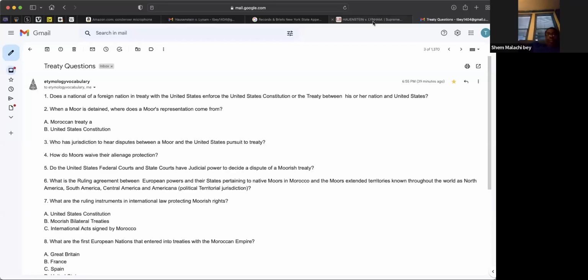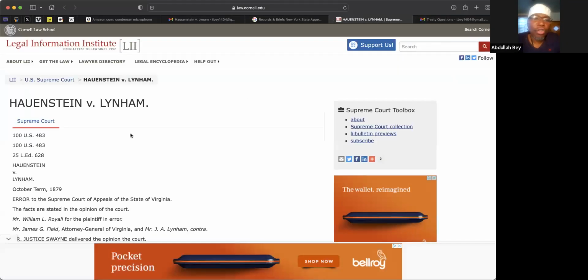It comes into play, and when we read Hauenstein v. Lynham, we'll see what the Supreme Court writes about the supremacy clause. So I just want to set the stage for that. We're going to go right to paragraph 23 of Hauenstein v. Lynham. We'll start with paragraph 23. This is important because we can use this case.